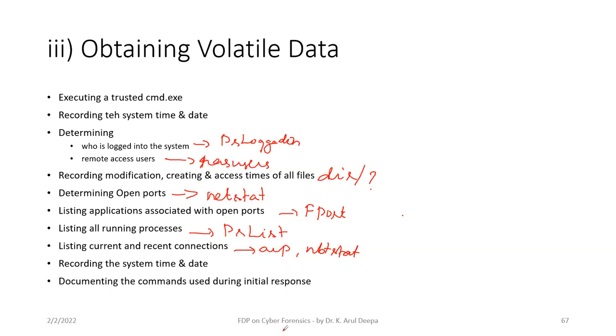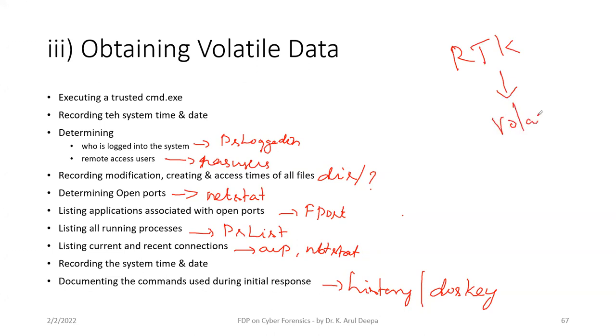You can get the system time and date information and record them, then document the commands used during initial response. All the commands you have used can be identified using the history command, which is used to get the history of commands used during the initial response. So this is how you create the RTK response toolkit, and you use that to collect the volatile data.